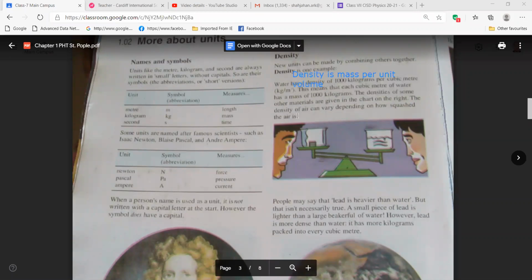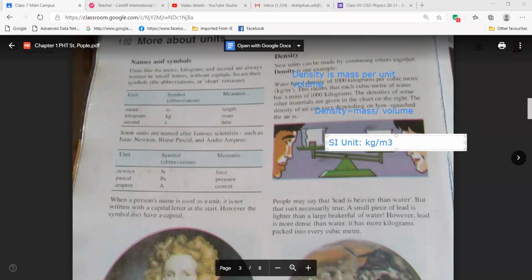Density is mass per unit volume. You write it. Everyone write this definition. And another one, that is the formula, we can write: density equals mass divided by volume. So the SI unit of density is what? kg per meter cube. The SI unit of density is kg per meter cube.